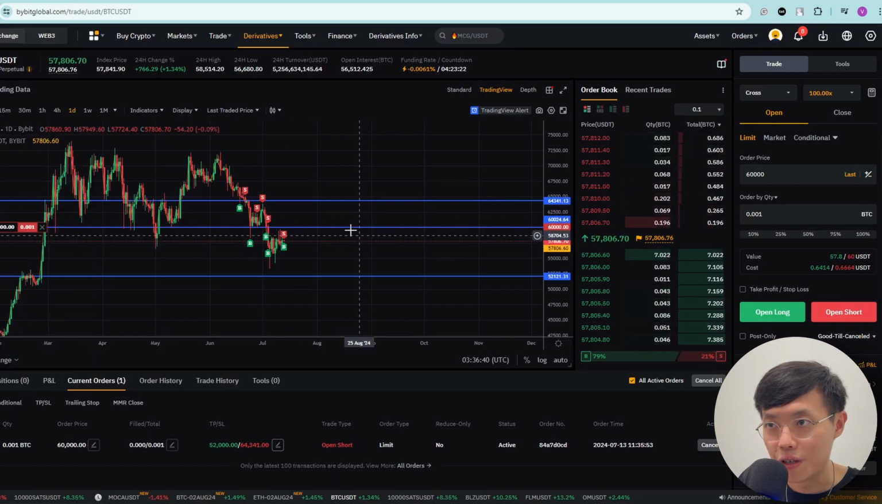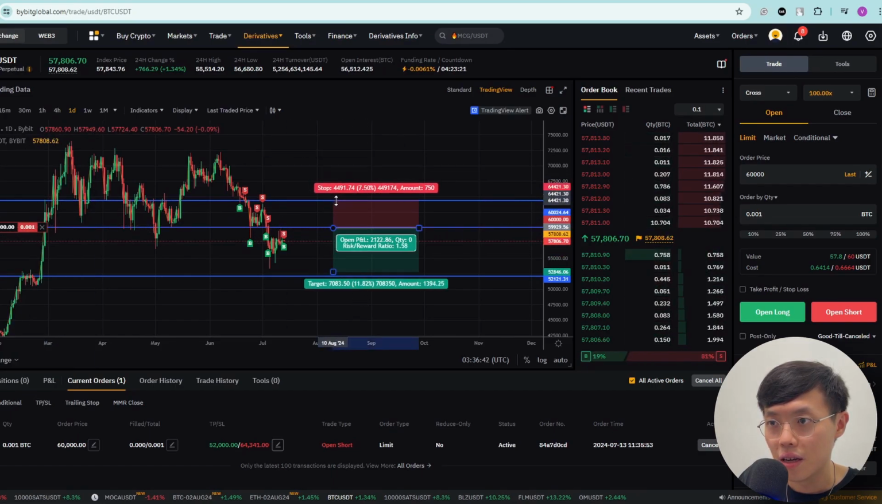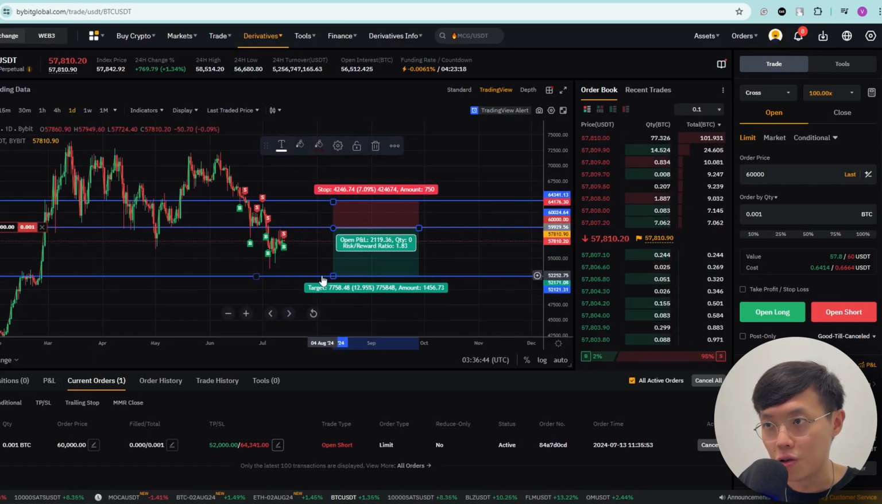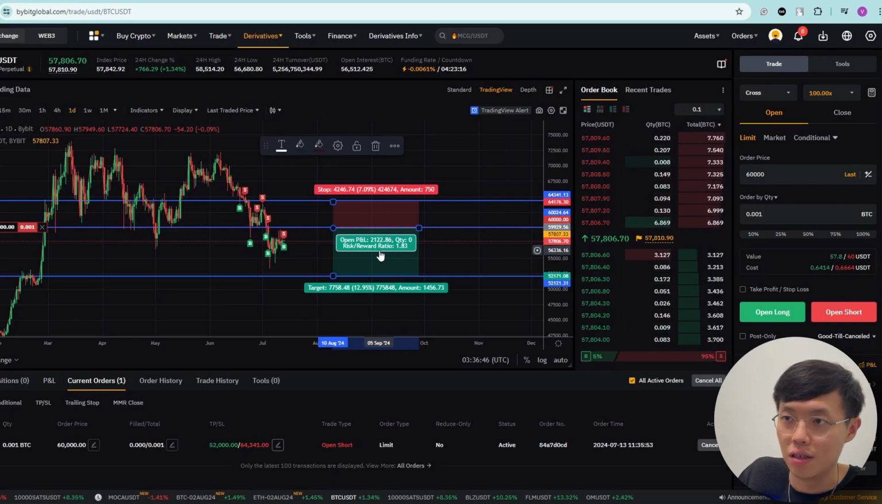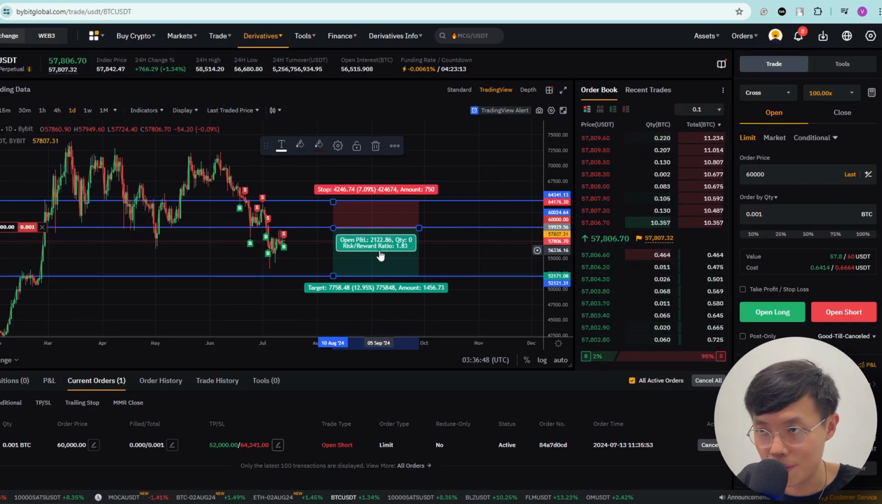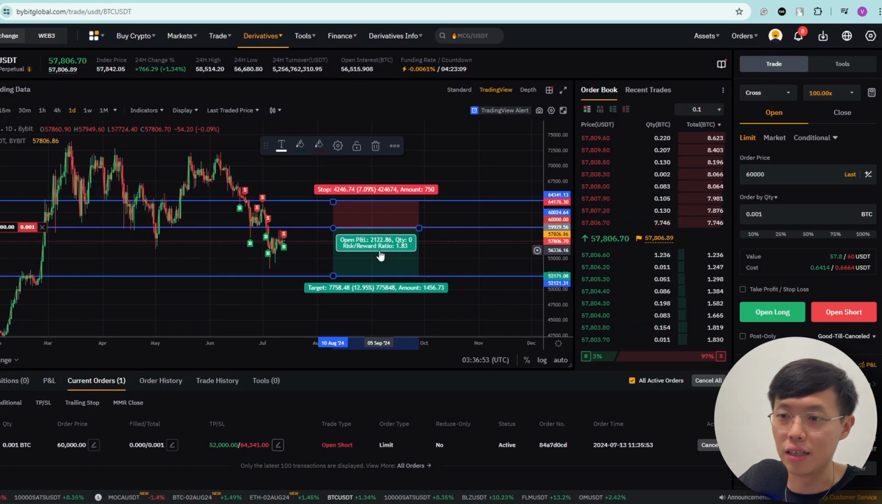So again, you want to see your risk reward ratio, right? My risk is here, my reward is here. So it's at 1.83, right? 1.83 risk reward ratio. So this is how we trade perpetual trading, right?